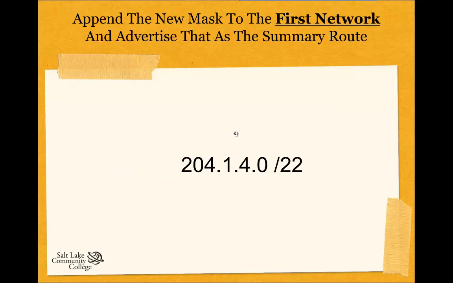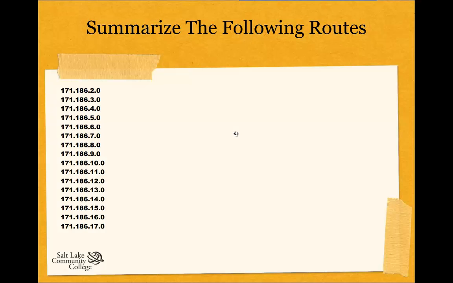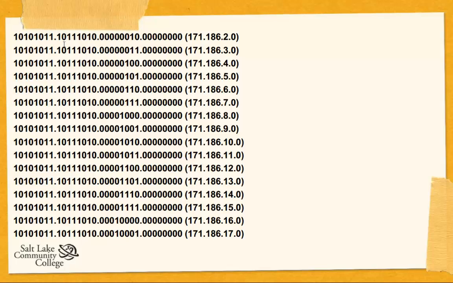Let's try another one. Here's a class B, and we have a lot more routes to summarize. Once again, it's not difficult. Just use the method that you've learned in the first part. Look for the octet of interest, the one where we see the changing taking place. That, in this case, is the third octet. We're going to look at that and break it out into its binary format. So once again, here it is broken out into its binary format. We could have just broken out the third octet. That would have worked also.